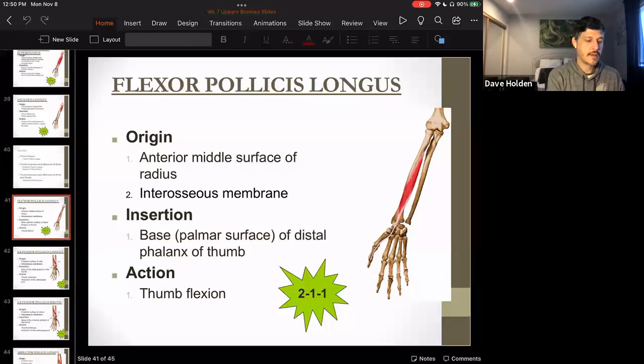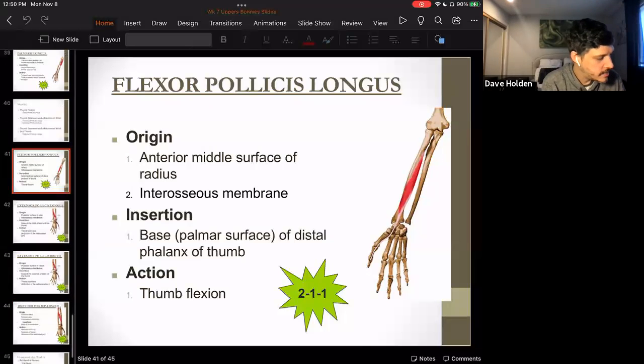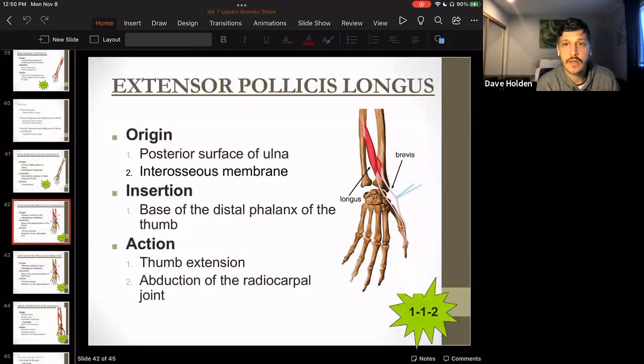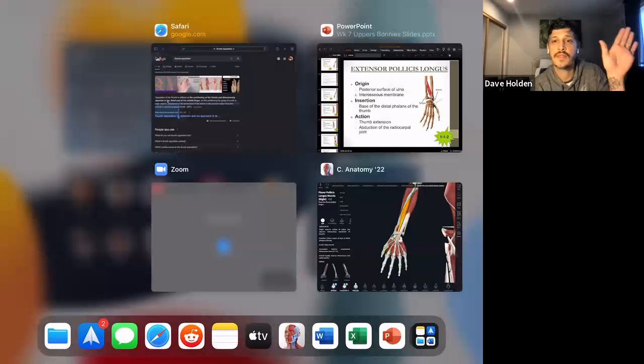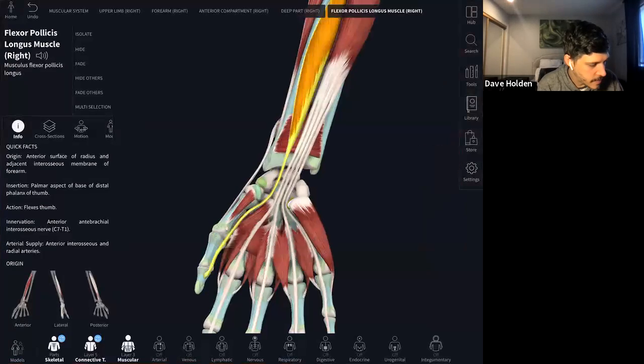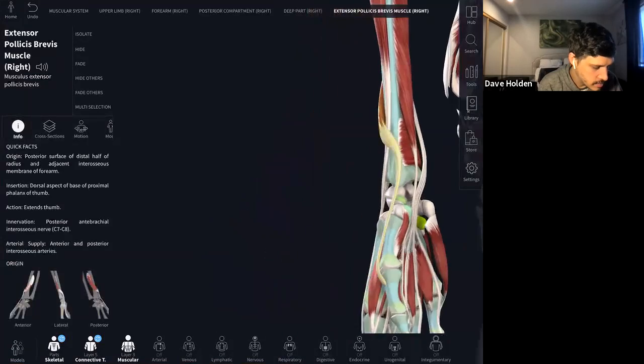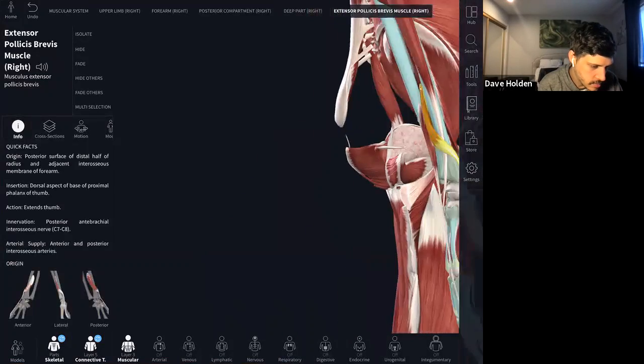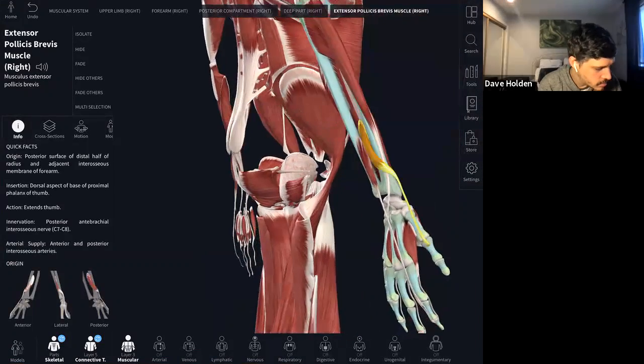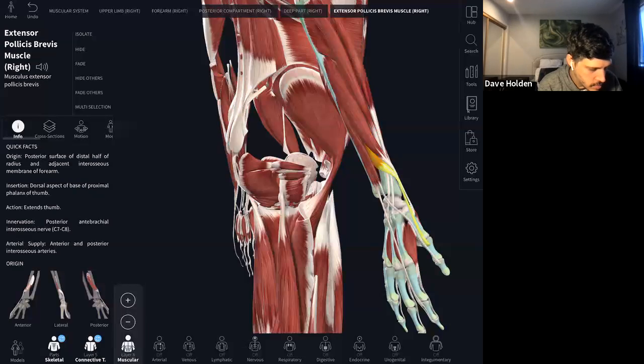All right. Flexor pollicis longus. Next, we have extensor pollicis longus. So this is the long muscle that extends the thumb. And since it crosses the thumb side, it will also do abduction of the wrist. Extensor pollicis longus. Oh, that's brevis. Where's your longus? There.